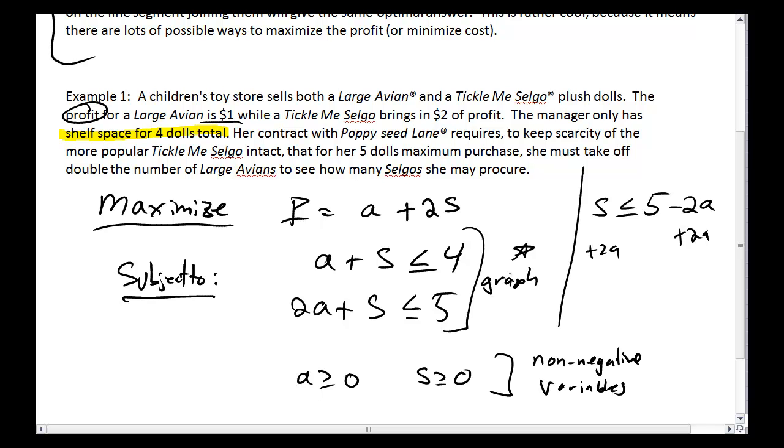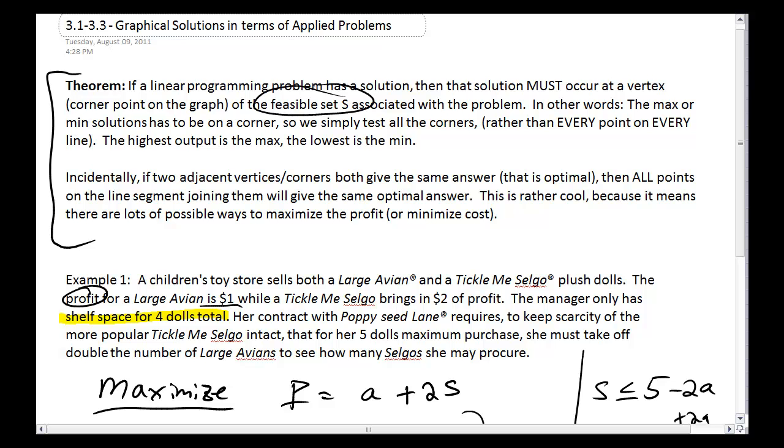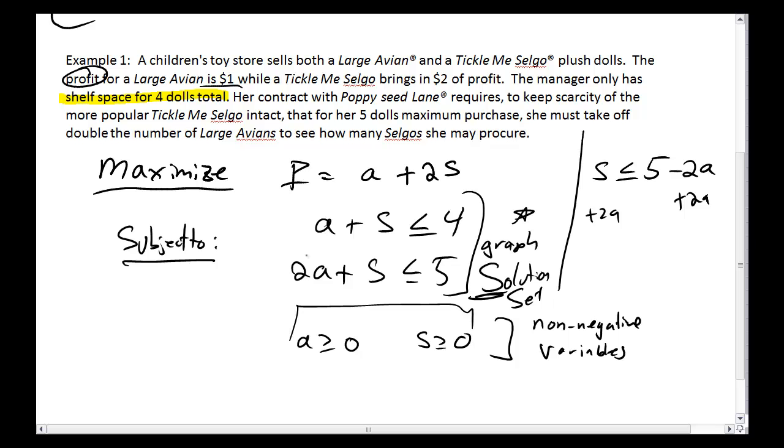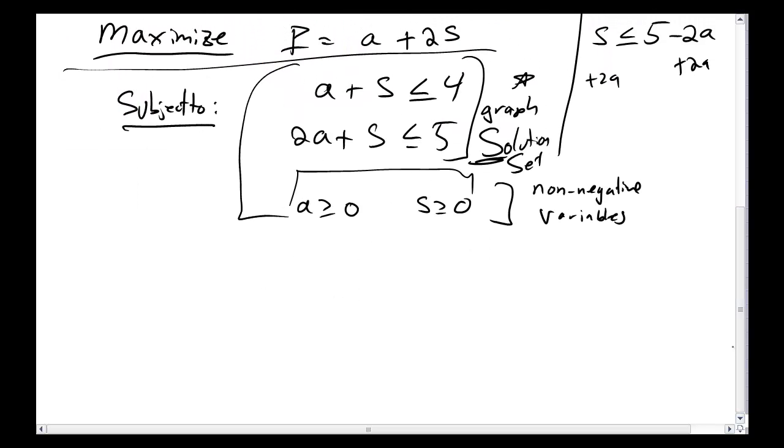And you might remember graphing inequalities from a college algebra class, but don't worry, I'll go through it. These two equations here that we graph, combined with these, which tell us I'm going to be in quadrant 1 of my graph, is part of what we call the solution set. And so when it talks up here in the theorem about a feasible set S, that's going to come from these things right here. All right. So part 1 of this section, I've got maximize this subject to these constraints. And these are non-negative variables. So let's graph this guy.